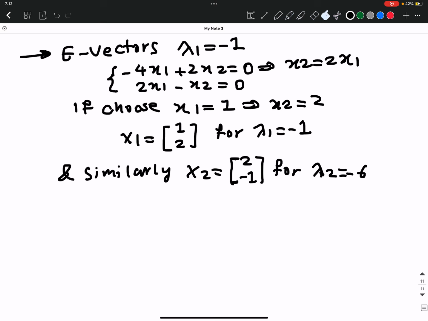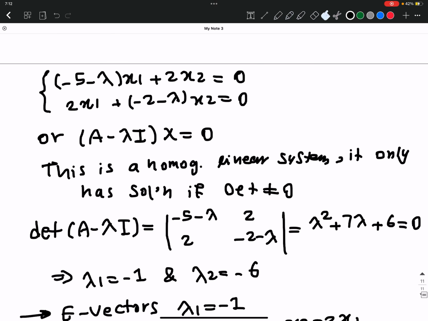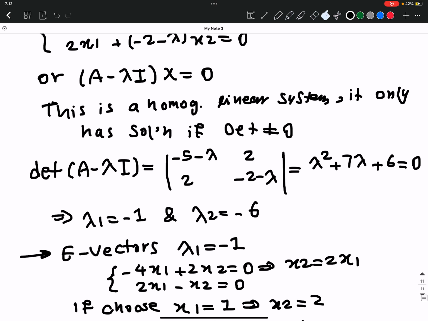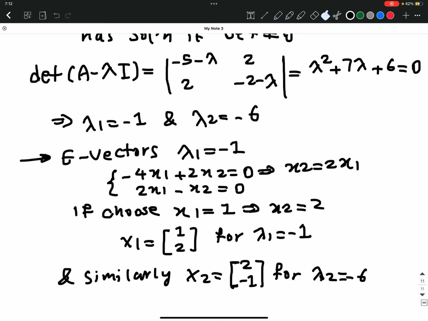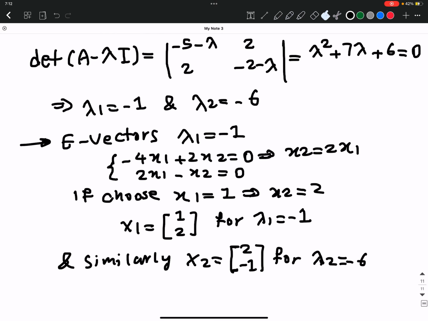So this was a general approach. You can extend it to more complex matrices, like a 3 by 3 or something like that. This is the general approach: you first calculate the determinant of A minus lambda I, find the eigenvalues simply, and then you find some eigenvectors for those eigenvalues.